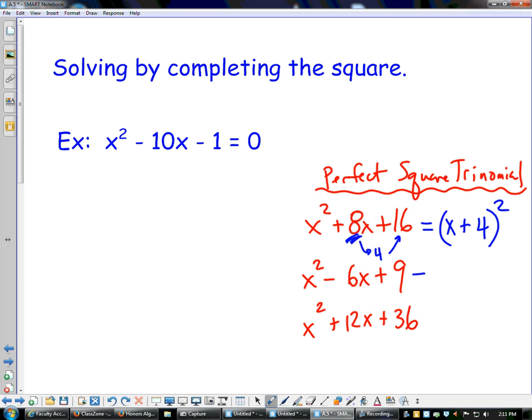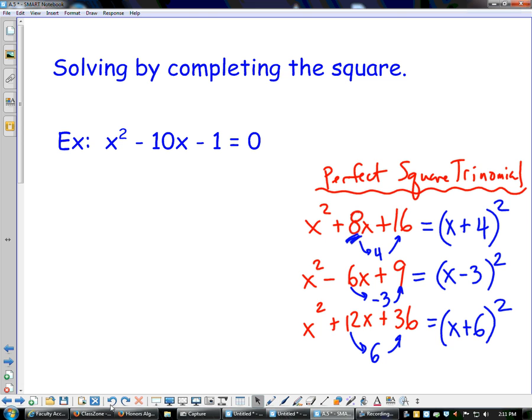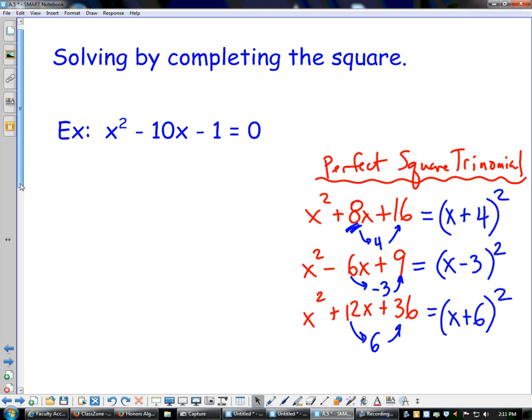And x squared minus 6x plus 9 is a perfect square trinomial because it can be written as x minus, what's half of negative 6 is negative 3, squared is 9, so it would be x minus 3 quantity squared. And this last one, x squared plus 12x plus 36, would be a perfect square trinomial because it can be written as, what's half of 12? Half of 12 is 6, squared is 36, so this would be x plus 6 quantity squared. All right, so that's examples of perfect square trinomials.